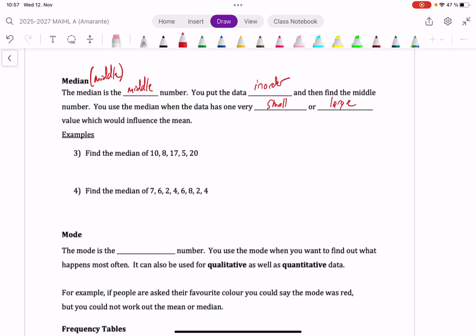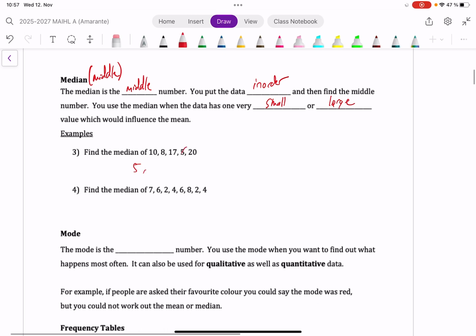So here it says, let's find the median. Well, we've got to put them in order: 5, 8, 10, 17, 20. And then the middle one is 10. So our median for this one is 10.